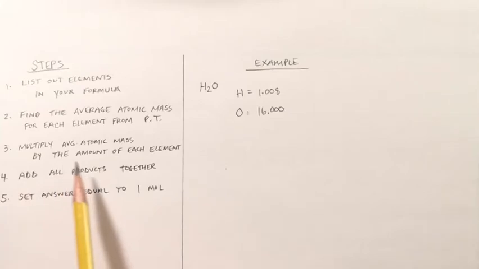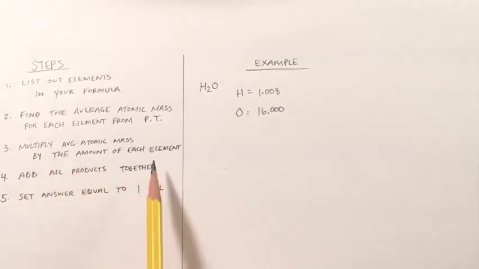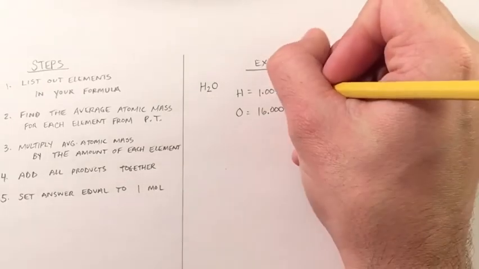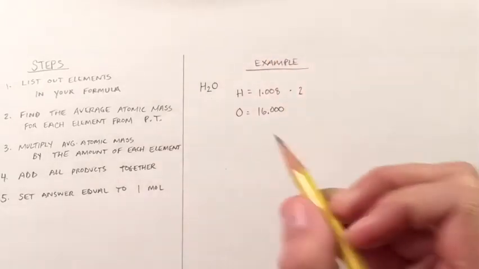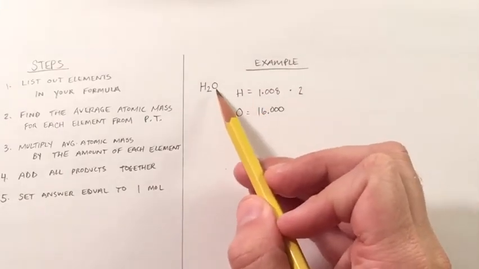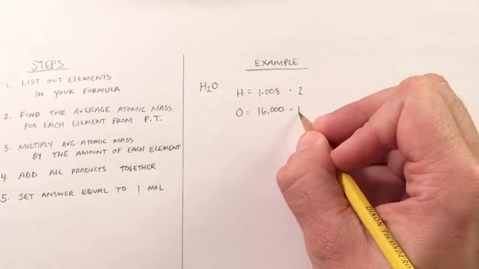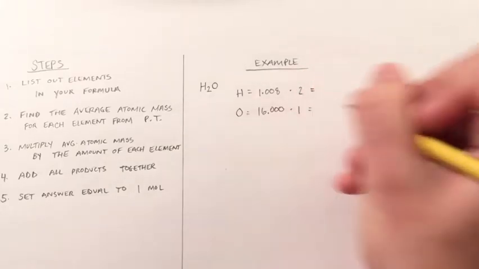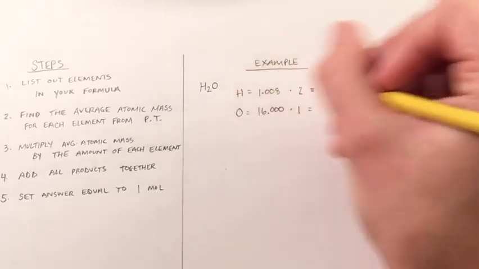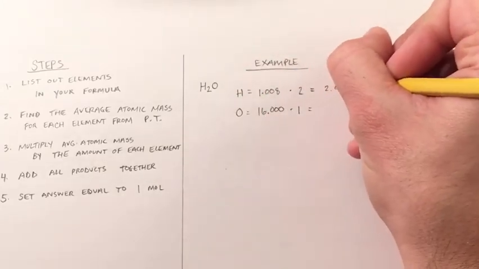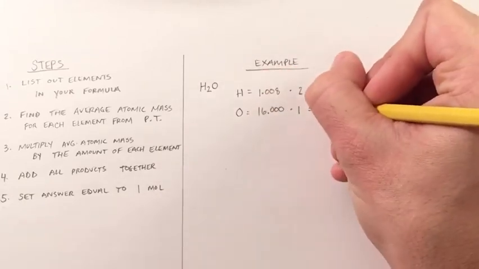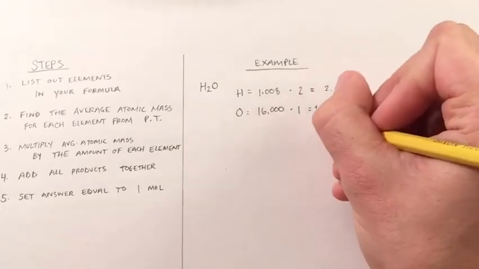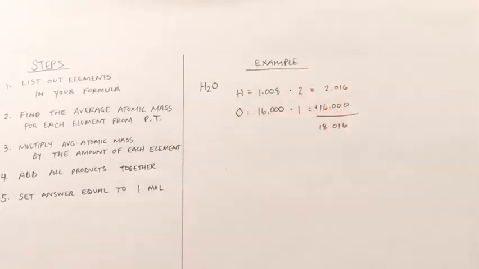Step number 3 is to multiply this number that we just found by the amount of each element in our formula. So we have 2 hydrogens. The subscript of 2 lets us multiply hydrogen by 2. And oxygen here has no subscript, so it's just times 1. Step number 4, after we multiply these together, we're going to add everything up. When we multiply, we get 2.016 and just 16 flat for oxygen. We add both of those up and we get 18.016.